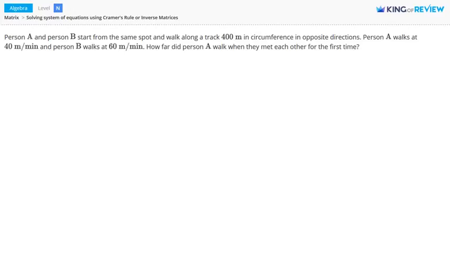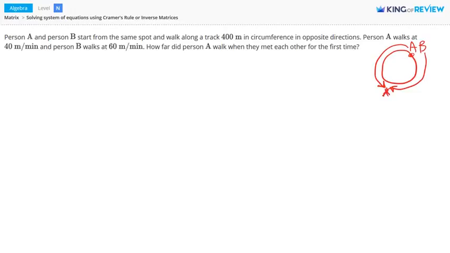So let's think about what's going on here. We have a circular track and the total distance around is 400 meters. Now Person A and B start at the same spot. Let's say they start right here. Person A walks this way and Person B walks this way. And at some point, they're going to meet right here. We want to know how far Person A walked when they meet each other here for the first time.